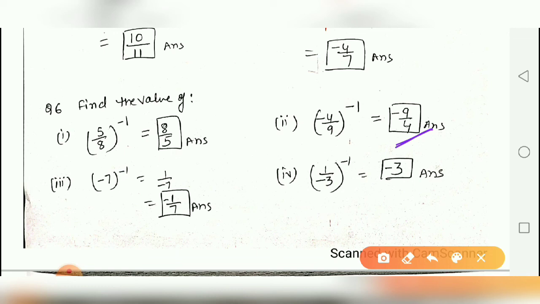Now in third part the question is negative 7 raised to the power negative 1. So its reciprocal is negative 1 upon 7. Similarly, in fourth part, 1 upon negative 3 raised to the power negative 1. So its reciprocal is negative 3.